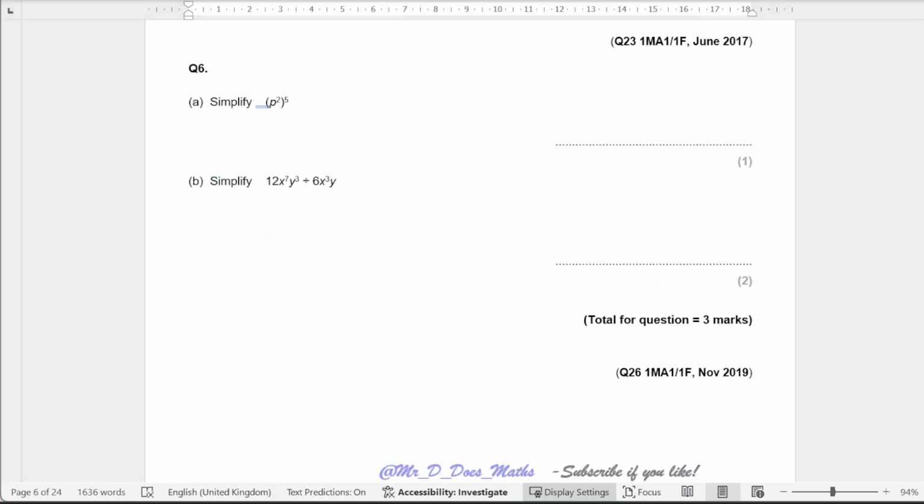Okay, so question 6 is simplifying indices. When we've got them in brackets like this, we multiply the powers, so that's just going to become p to the 10. A real common misconception is that you add them. Just as a note, p to the 2 times by p to the 5 is when you would add them. Because of the bracket, you times them.